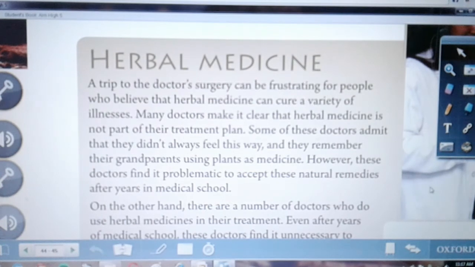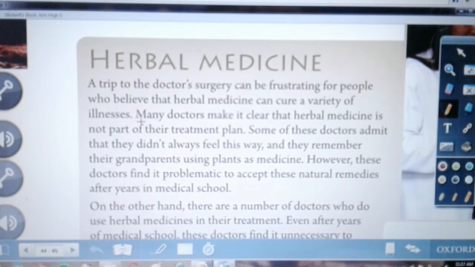Okay, so let's read the first paragraph. A trip to the doctor's surgery can be frustrating for people who believe that herbal medicine can cure a variety of illnesses. Many doctors make it clear that herbal medicine is not part of their treatment plan. So there, I found one example of preparatory it as object.